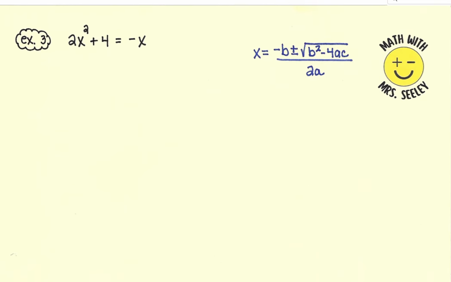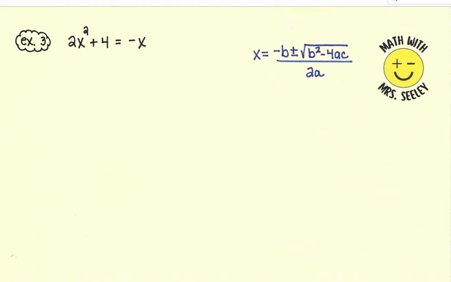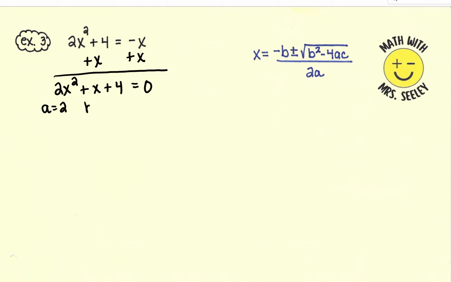All right, example 3. On this example, we're not set equal to 0. So that's the first thing that we need to take care of. So add x to the other side. Make sure that you write it in the correct order, which is decreasing order. We want 2x squared first, plus x plus 4 is equal to 0. All right, use your formula, and if you want to, we'll say that A is 2, B is 1, and C is 4. A, B, C. All right, use your formula.